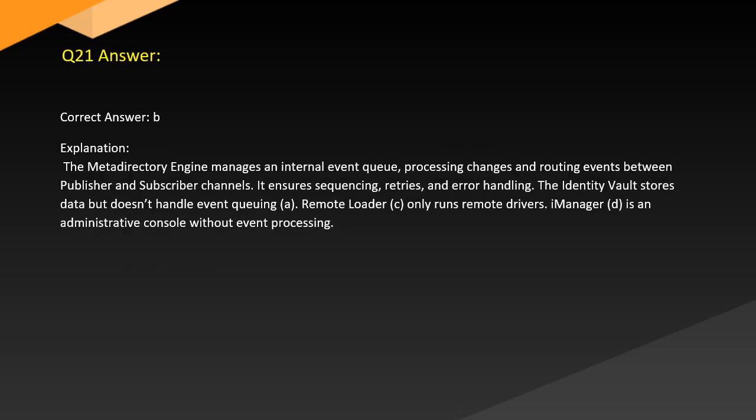Answer. Correct answer: B. Explanation. The metadirectory engine manages an internal event queue, processing changes and routing events between publisher and subscriber channels. It ensures sequencing, retries, and error handling. The Identity Vault stores data but doesn't handle event queuing. A remote loader, C, only runs remote drivers. A manager, D, is an administrative console without event processing.